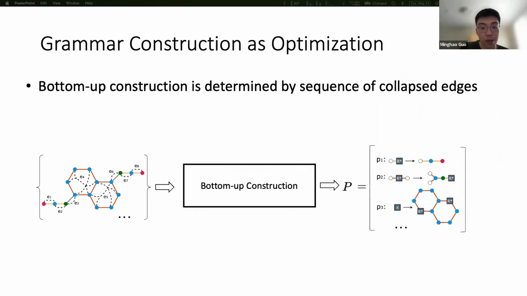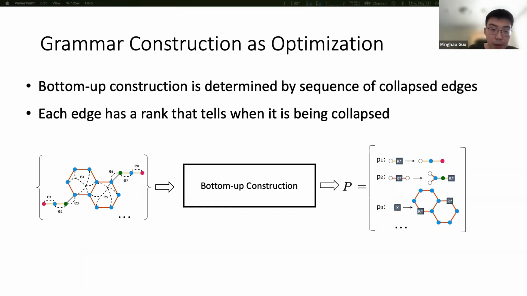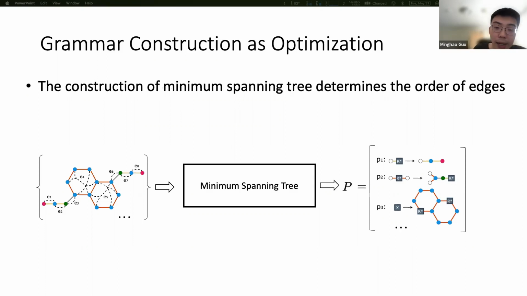An important observation is that the constructed grammar using the bottom-up method is determined by the sequence of edge sets selected. So this means that if we have a rank on each edge, telling us whether it is being collapsed, then we can actually deterministically obtain this grammar. The ordering or ranking of the edges can be achieved using the construction of a minimum spanning tree. And as long as we perform a minimum spanning tree algorithm simultaneously on all the input graphs, we can get an order of all the selected edges, which in turn gives us a grammar.